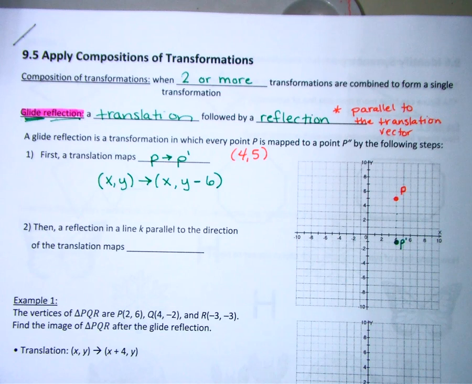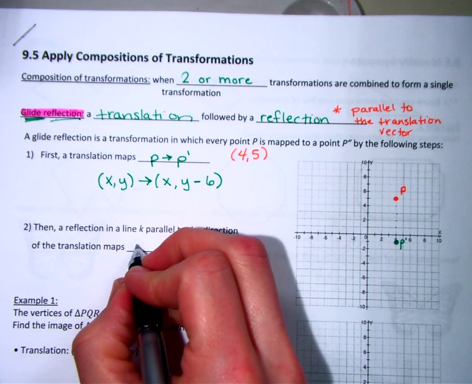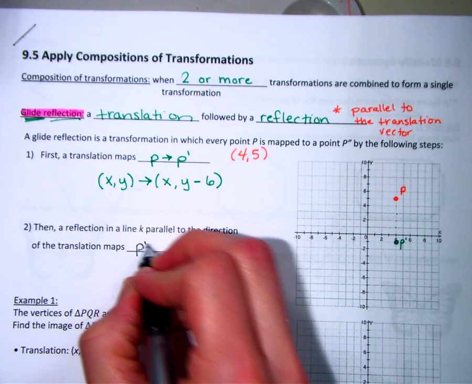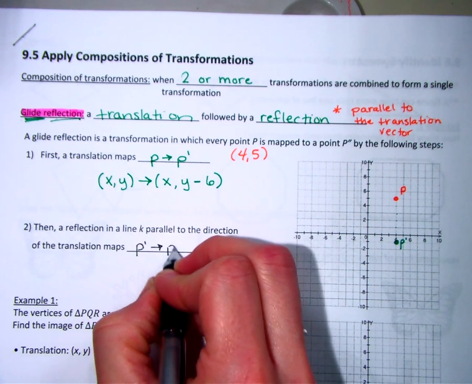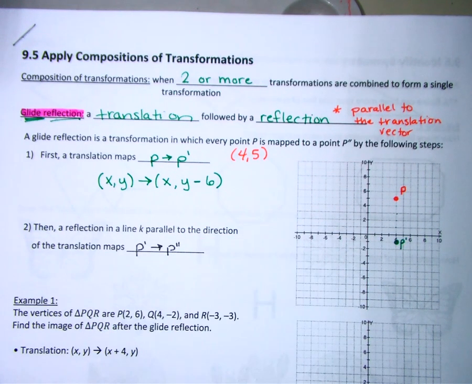Okay, and so this is the whole idea of composition, that I'm going to do one transformation, and then I'm going to take that P prime and do another transformation. So don't go back to P. Don't go back here. Go back to P prime. So take P prime, and what we're going to do to P prime is take P prime to P double prime with a reflection.